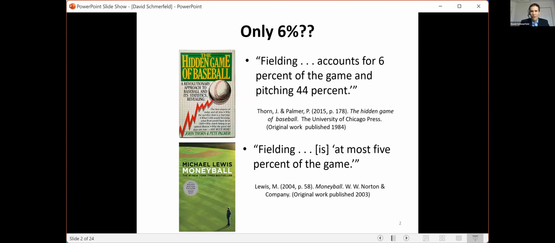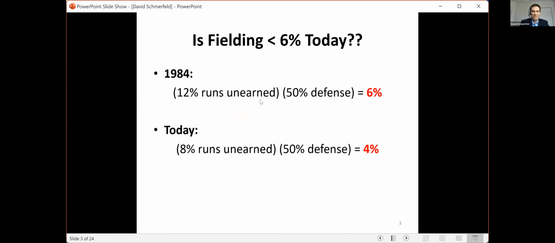In 1984, The Hidden Game of Baseball said that fielding accounts for 6% of the game and pitching 44%. In 2004, Moneyball said that fielding is at most 5% of the game. How did they get these numbers? Back then, we only had errors and unearned runs to measure fielding.